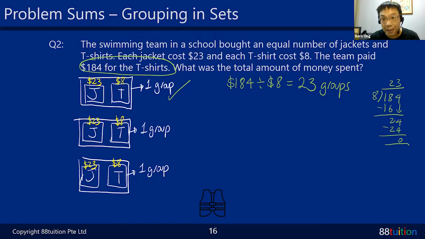You got 23 groups. 23 groups means what? You got 23 t-shirts and also 23 what? Jackets. Can you see not? It must be the same number. The question says, what is the total amount of money spent?